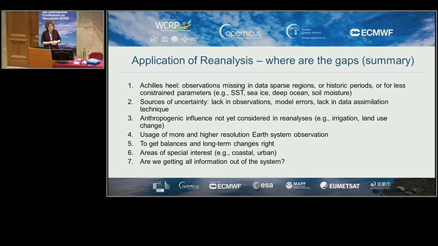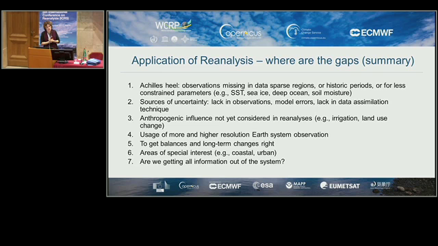The sources of uncertainty come from lack of observations, yeah, but they also come from model errors or lack in data assimilation technique. So there's plenty of work to address this. One thing pointed out during this conference is that the anthropogenic influence is not yet considered with respect to irrigation, land use change, maybe also the urban developments.